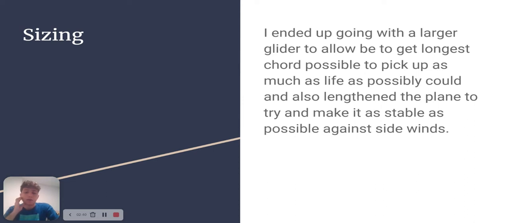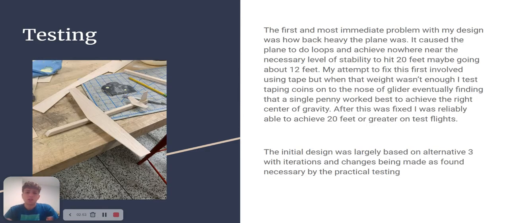So for sizing, I ended up going with a larger glider to be able to get the longest chord possible to pick up as much lift as I possibly could. And I also lengthened the plane to make it as stable as I possibly could against side winds. So for the testing, the first and most immediate problem with my design was how heavy the back of the plane was. It caused the plane to do loops and achieve nowhere near the necessary level of stability to hit 20 feet, maybe going about 12 feet.